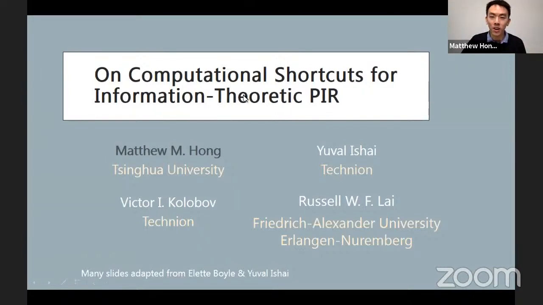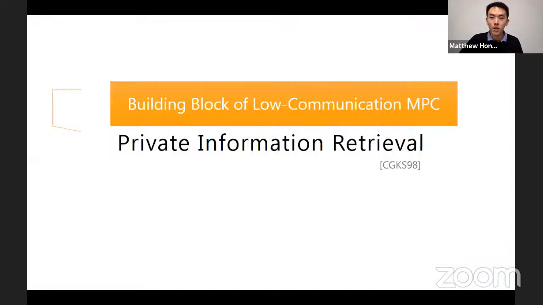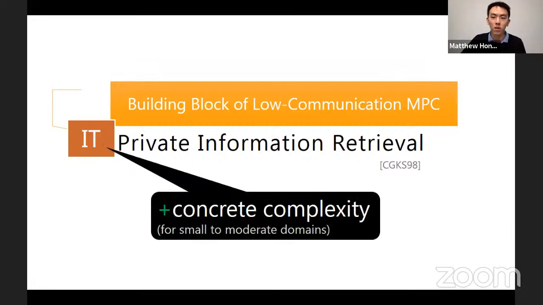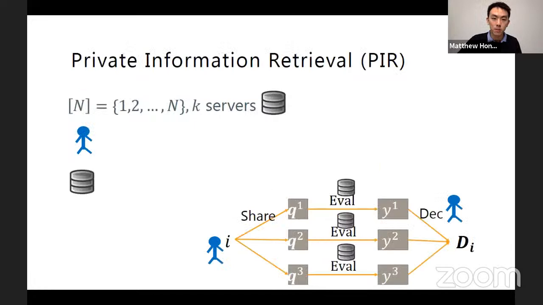Hi, everyone. So my name is Matthew, and this is on computational shortcuts for information theoretic PIR. This is joint work with Yuval Ishai, Victor Kolobov, and Russell Lai. So private information retrieval is a building block of low communication multi-party computation. And we'll focus on information theoretic PIR, not just because they are unconditionally secure, but also because of their good concrete complexities for small to moderate domains. So these schemes are actually very practical for domain size up to millions of data records in a database.